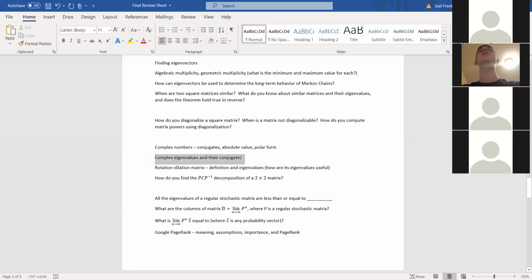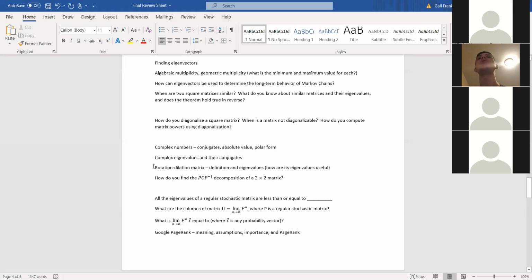But what's important for this course is eigenvalues that are complex. Complex eigenvalues always come in pairs. If A plus BI is an eigenvalue, then A minus BI is also an eigenvalue. Their conjugates are eigenvalues too.